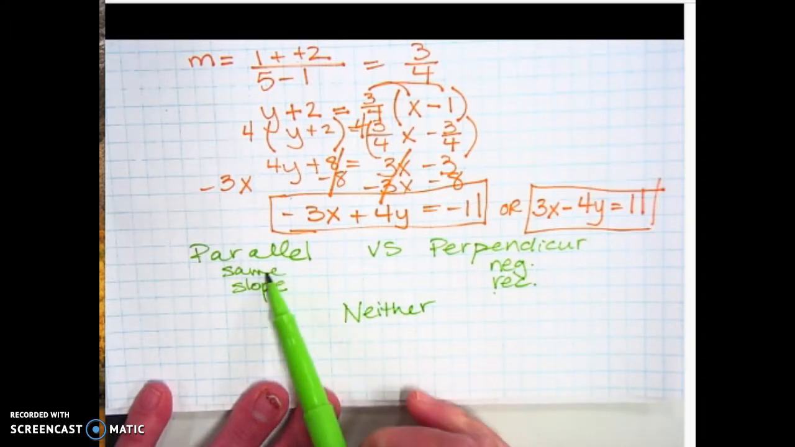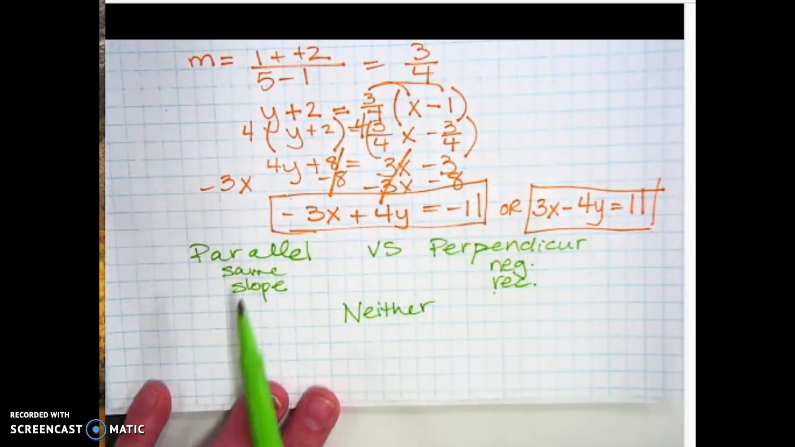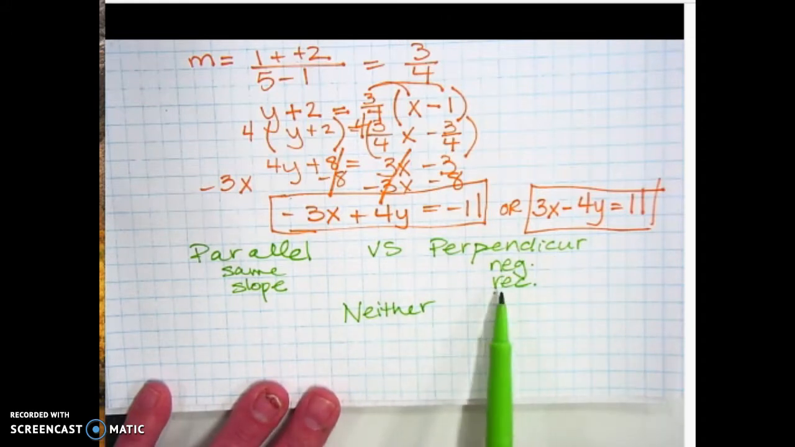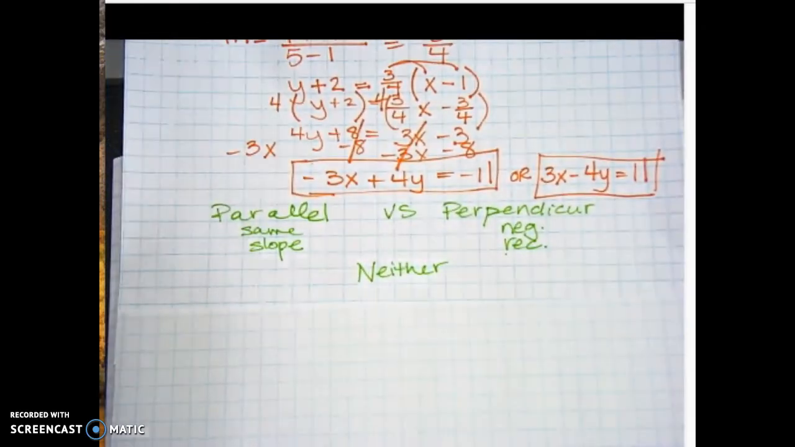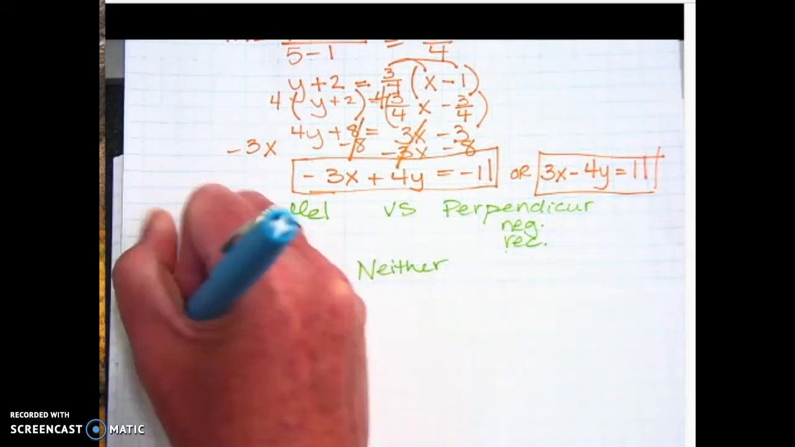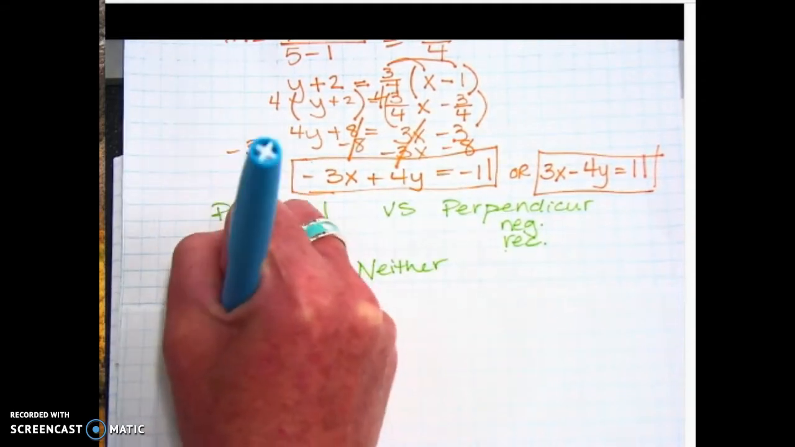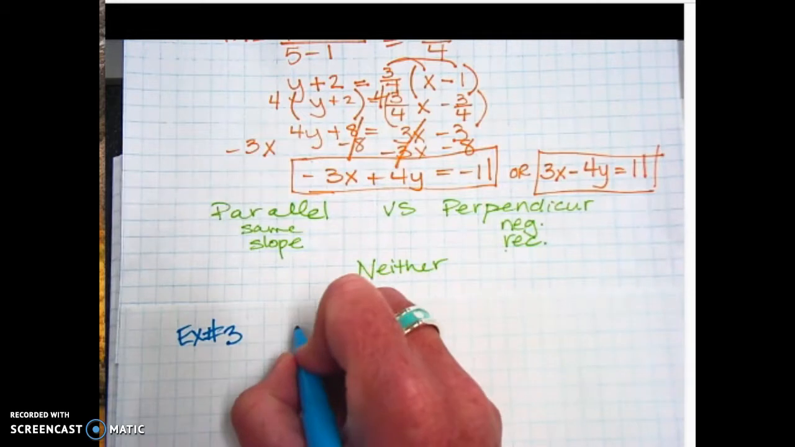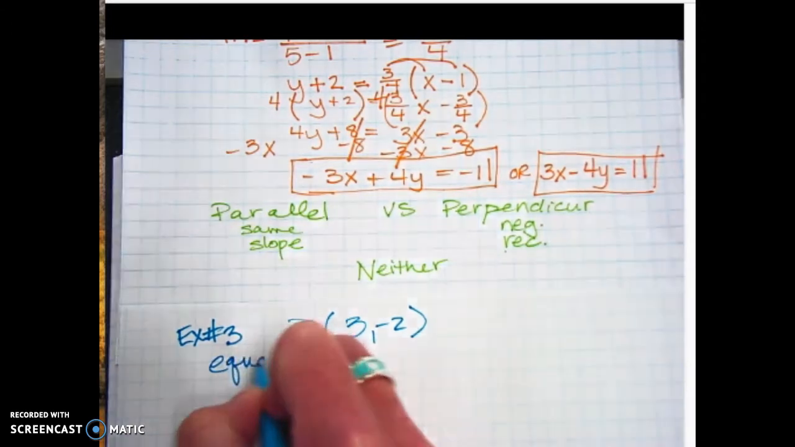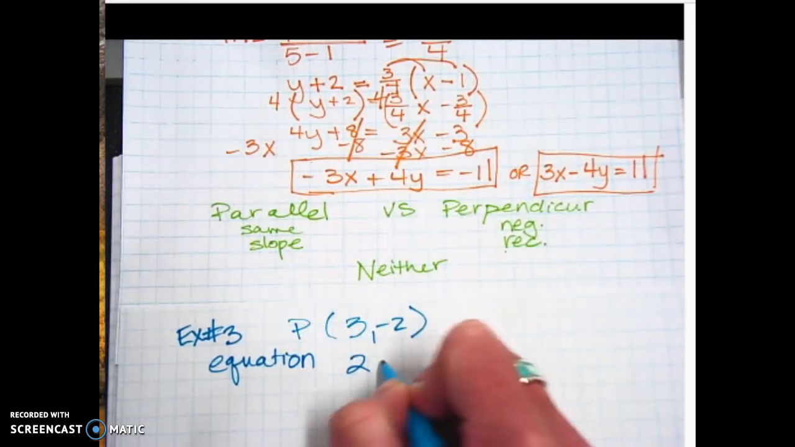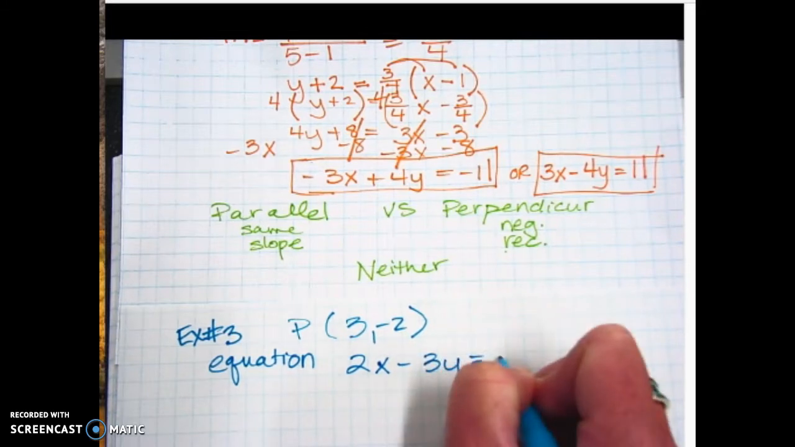Okay? So if you have two lines, you can compare their slopes. If they're the same, you say they're parallel. If they're negative reciprocals, you say they're perpendicular. If they're neither, they're neither. All right? So we're going to do one more example, and we're going to be given a line, and we're going to find a line that's parallel and a line that's perpendicular. Okay. So this is example number 3. This one has point P, which is at 3, -2, and you're given the equation 2x minus 3y equals 3.